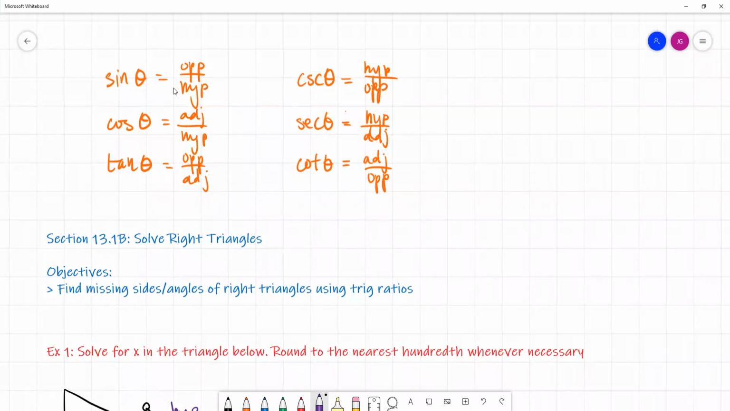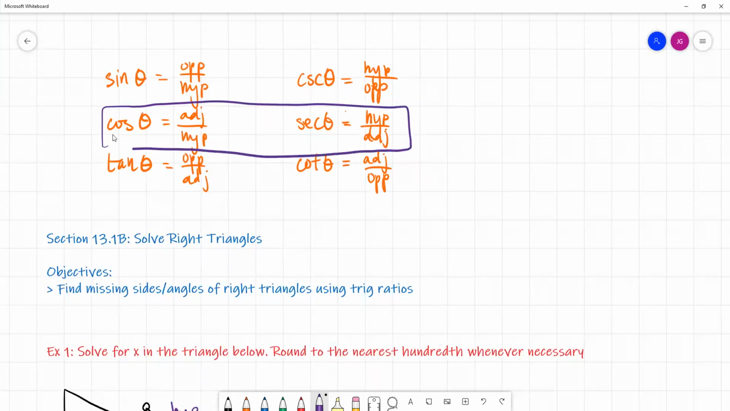Okay, we're looking for trig functions that involve the adjacent and the hypotenuse. It looks like our two candidates are cosine and secant. Those are the two that we're going to choose from.